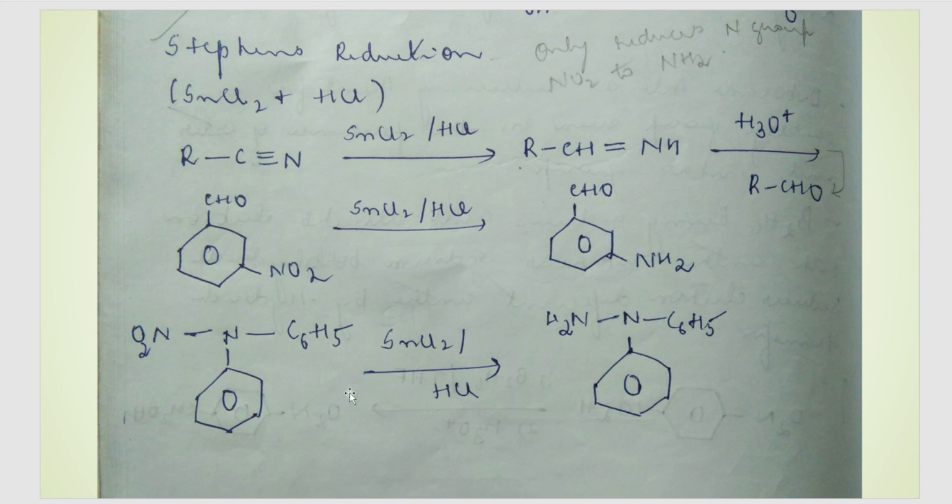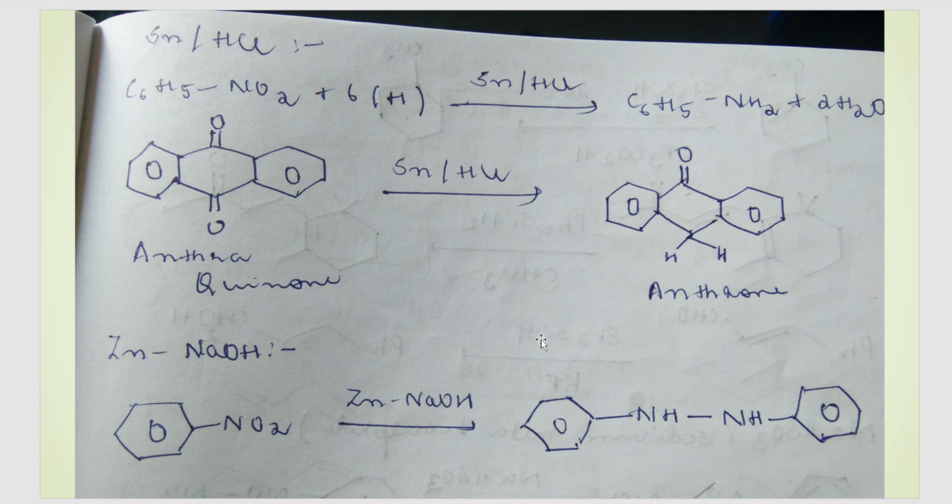Okay, so here RC triple bond N is reduced to RCH double bond NH, which on further reduction will give aldehyde. Same way, here the nitro group is converted to an NH2 group. Once again, here the nitro group is converted to an NH2 group. Other reducing agents like Sn in the presence of HCl can also undergo reduction, can convert the NO2 group here into an NH2 group. Okay, and also zinc in NaOH has the capability to convert NO2 to an NH2 group.